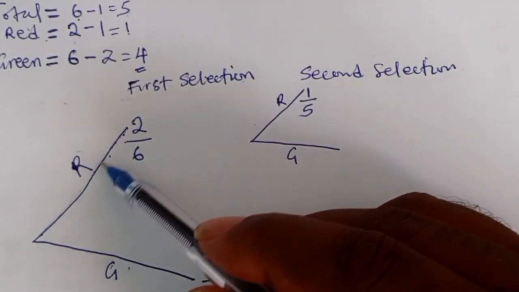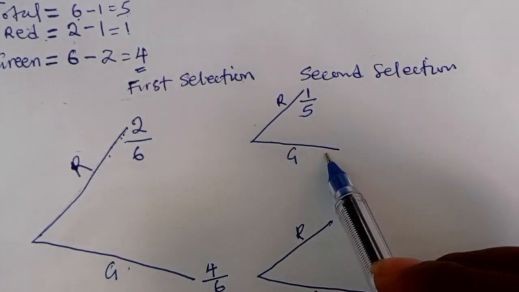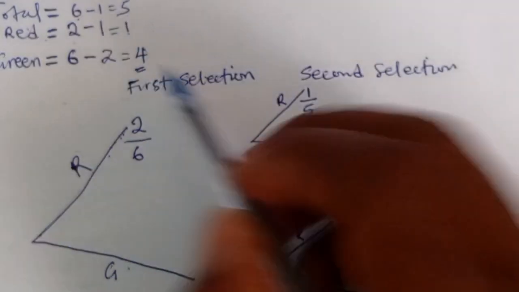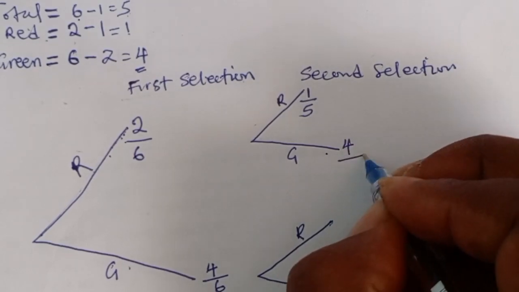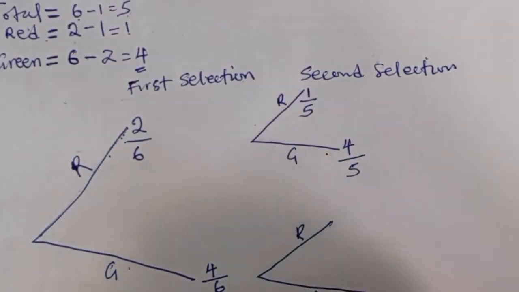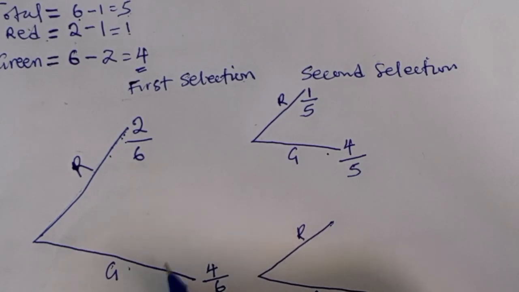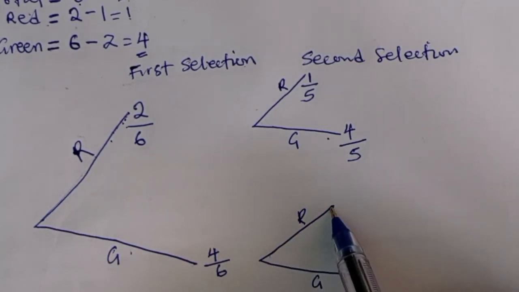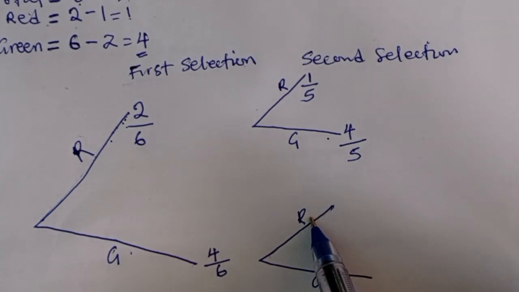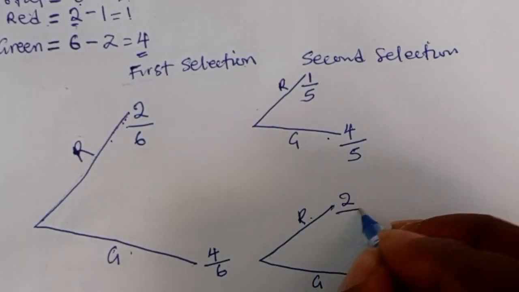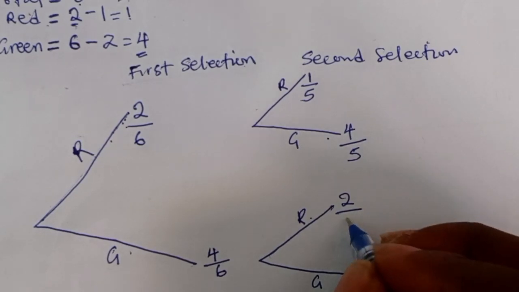Suppose I pick a red bead and then a green in the second selection. So how many green do I have? 4. So the probability will be 4 over the remaining beads, which is 5. Now, if my first selection was green, then I pick red. So the probability of picking a red, the total number of red beads is 2. So it will be 2 divided by the remaining beads, which is 5.